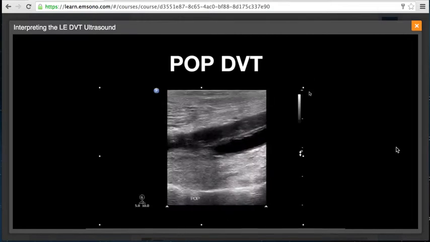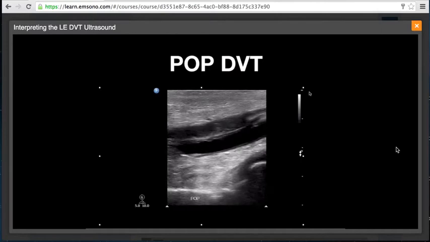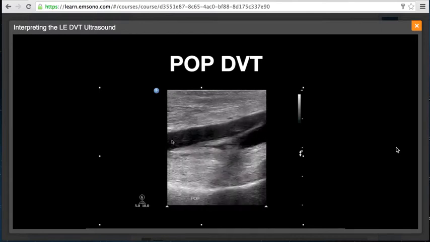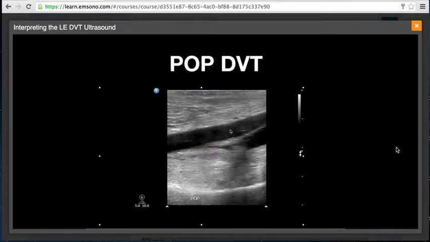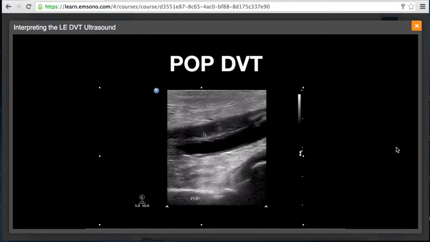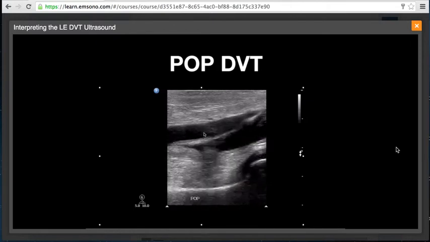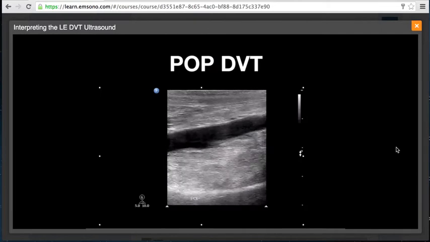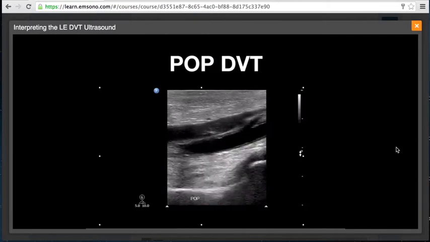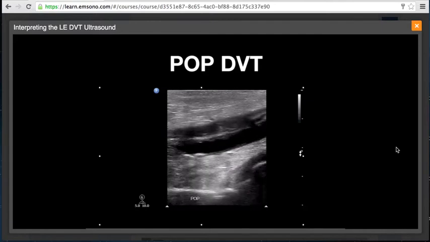Here's a sagittal view of a popliteal vein in a patient with a DVT. Note that the free edge is approximately at about this level here. You don't see any clot up here, but you can see that the clot starts right at about this level. So this was a patient with an isolated popliteal DVT. His common femoral and femoral veins were free of any blood clots.